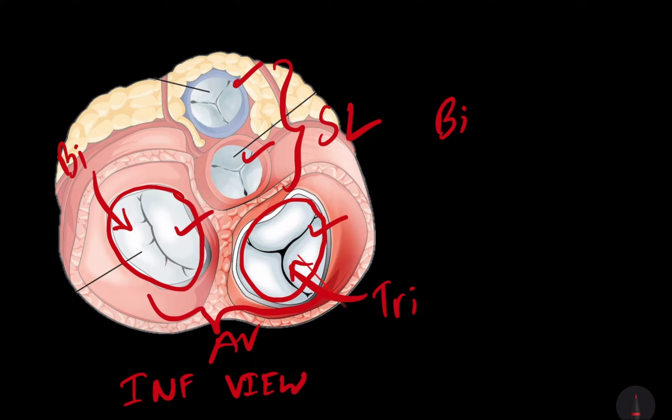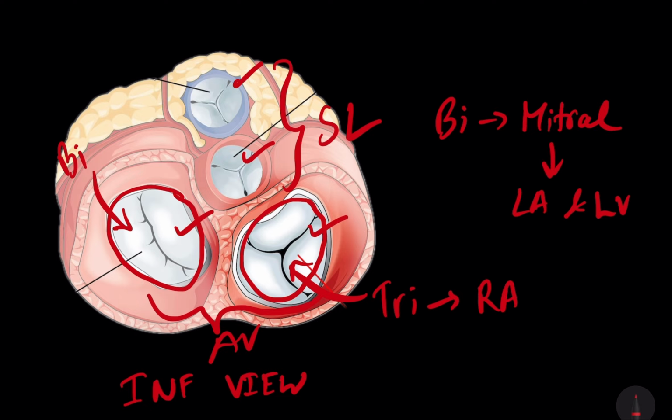The bicuspid valve is also called the mitral valve. The mitral valve, as we know, is present between the left atrium and the left ventricle, while the tricuspid valve is present between the right atrium and the right ventricle. And here you can see from the color of the vessel, this is the pulmonary trunk and this is the aorta.